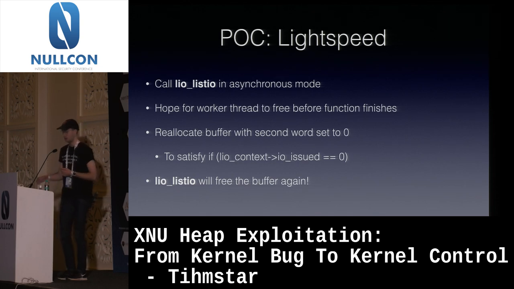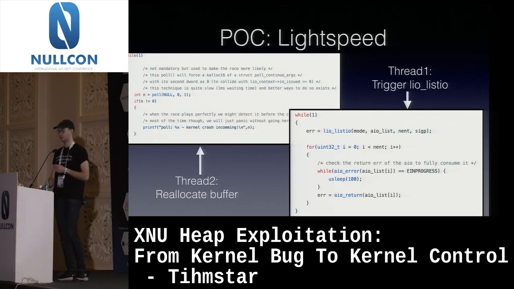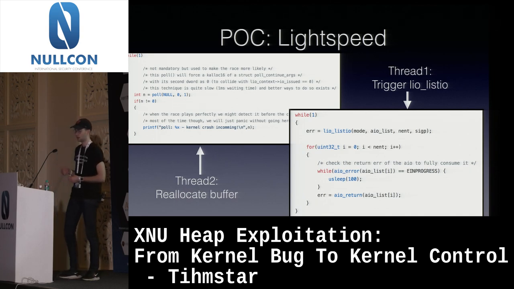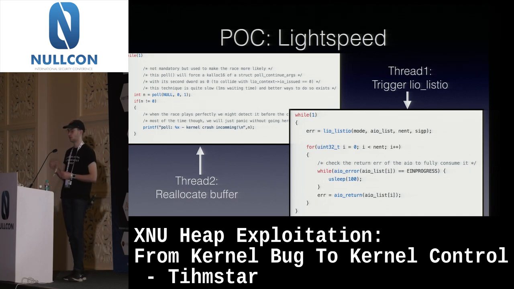So in this blog post, they provided a PoC to trigger it. That's very simple. Thread one, basically in a loop, calls that function asynchronously. Thread two does a syscall to allocate a kalloc.16 buffer with the word set to zero, which they do internally with the poll call. And that just kernel panics your device. So this is my starting point.